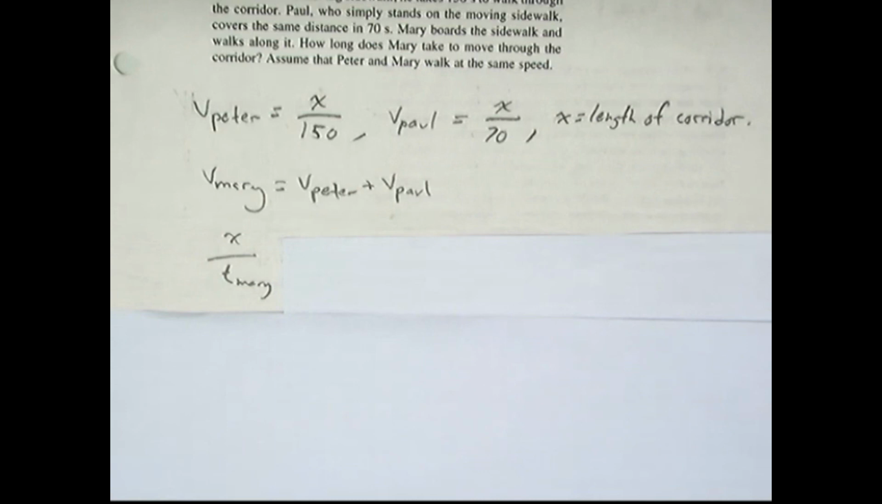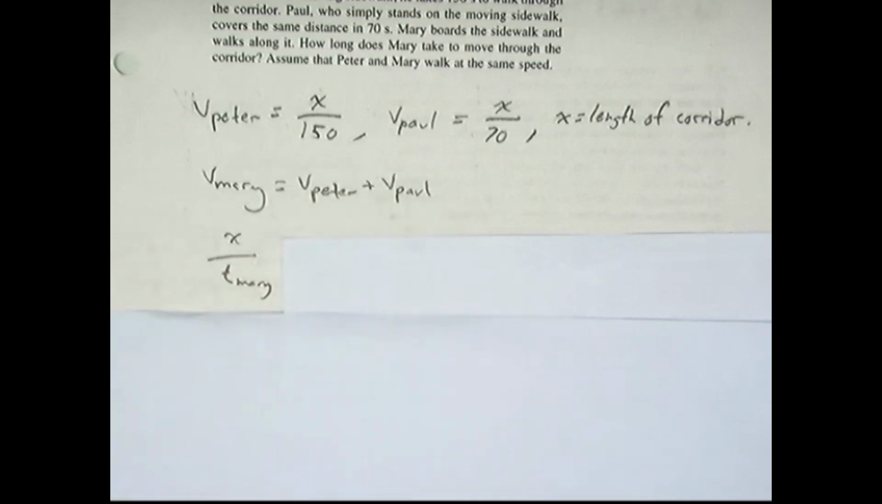Did that make sense, what I wrote down? I don't know if I'm explaining this really well. Hopefully this makes sense to you guys. I'm going to write down the velocity for Mary as x over the time that Mary takes, because we don't know that. I calculate it the same way as I got the velocity of Peter and the velocity of Paul.